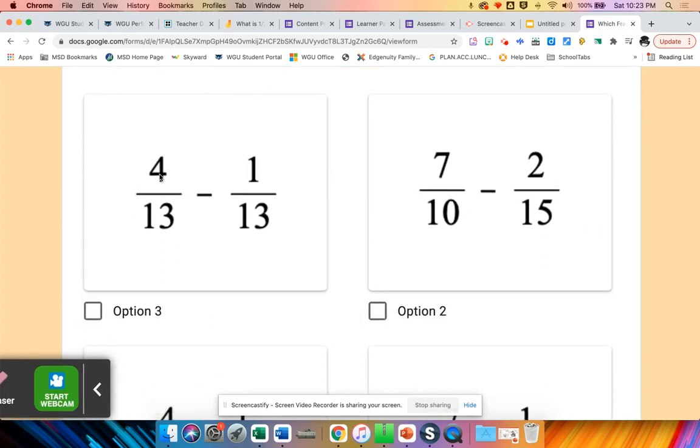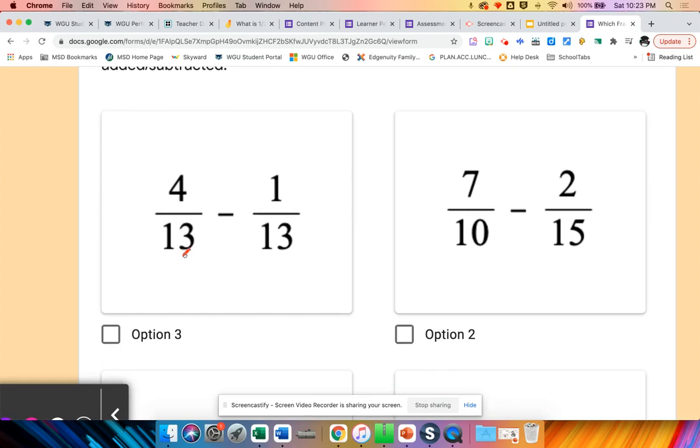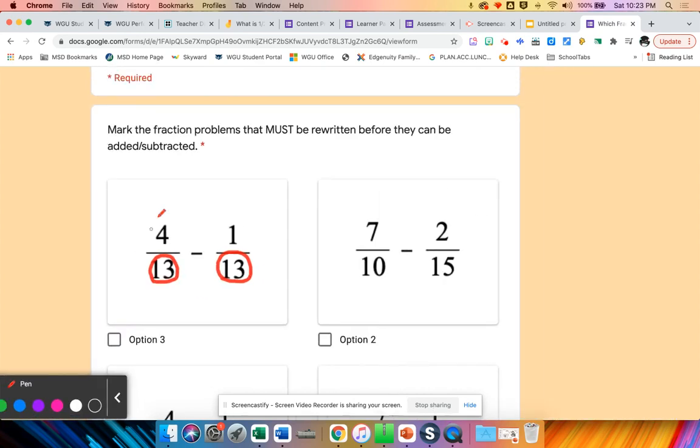Here's our first example: 4/13 minus 1/13. The denominator for the first fraction is 13. The denominator for the second fraction is also 13. Since these two denominators are the same, this problem can be subtracted as it is, so we will not mark this. The instructions were to identify the problems that must be rewritten before they can be added or subtracted. And since this does not have to be changed, we will not mark it.